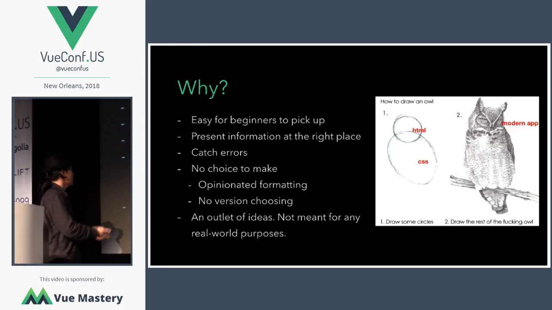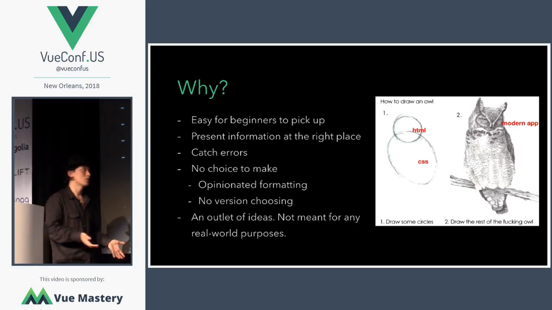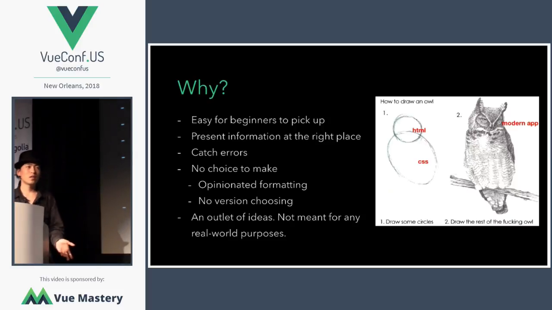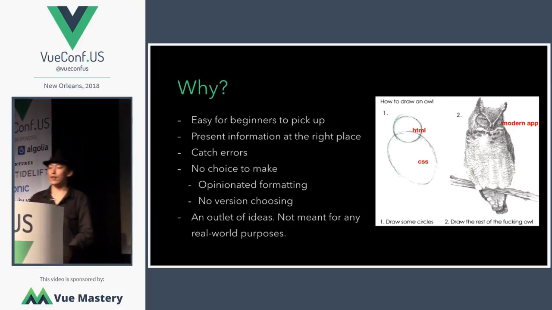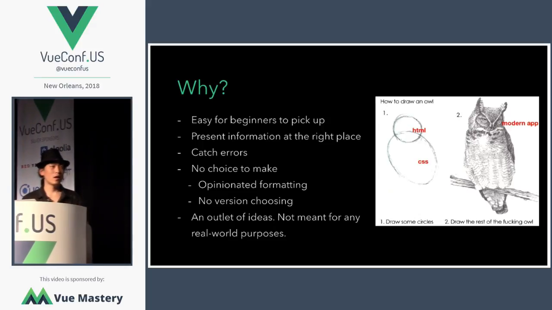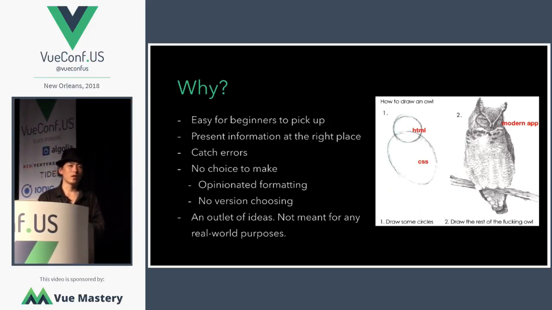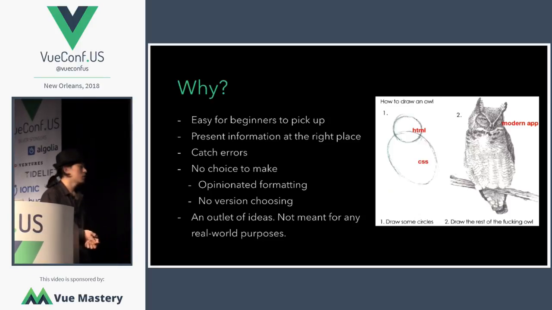So it's easy for beginners to pick up, it presents the information at the right place in the editor so you see the right information, and it catches errors for the beginner. So if a beginner is doing something wrong with a D3 method that they don't really understand, the editor will catch that and tell them where they're wrong. And there are no choices to make.